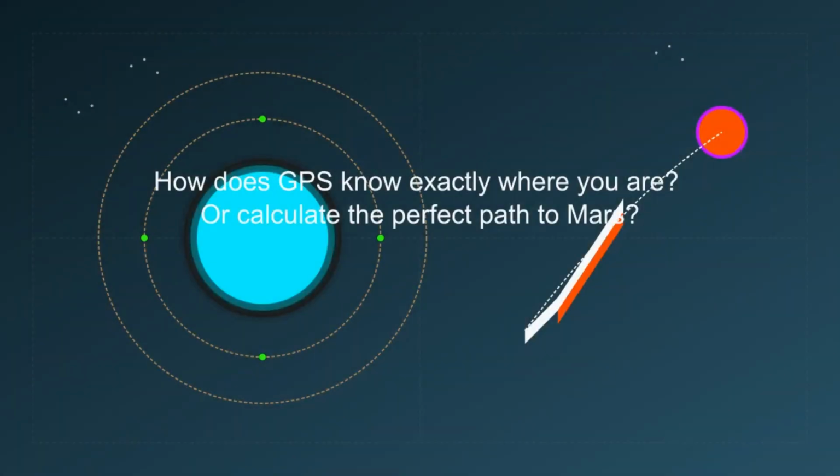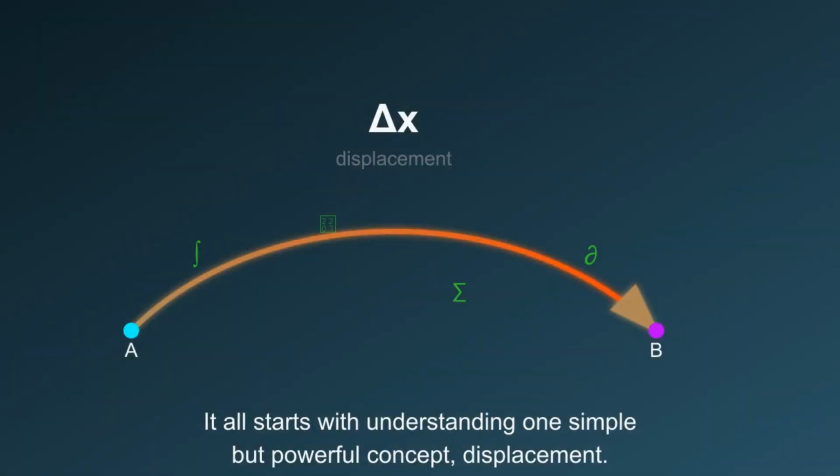Have you ever wondered how GPS knows exactly where you are? Or how rocket scientists calculate the perfect trajectory to Mars? It all starts with understanding one simple but powerful concept: displacement. Today, we're diving into the foundation of all motion analysis.